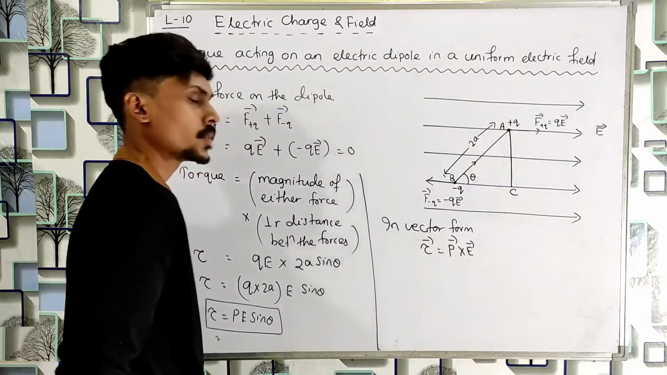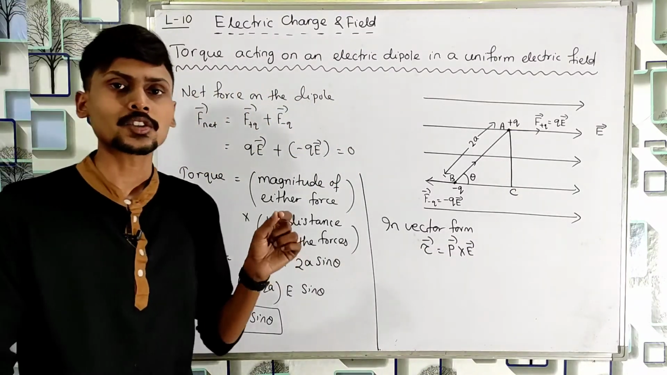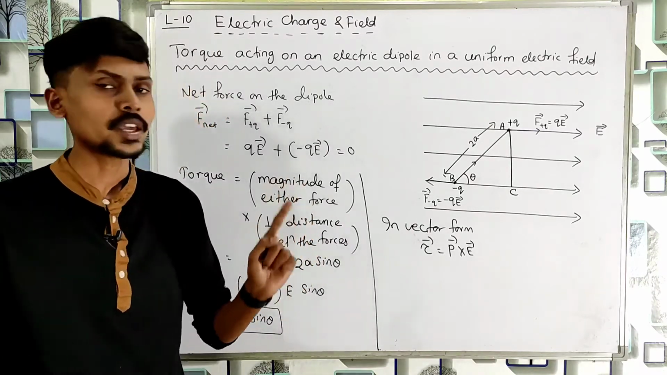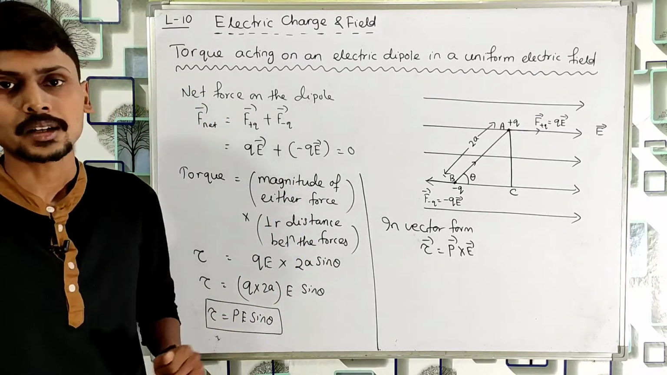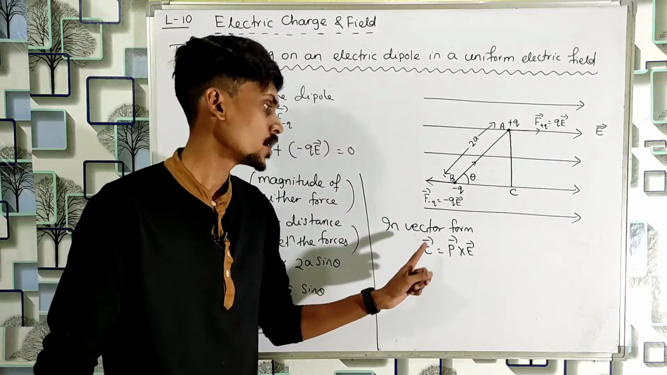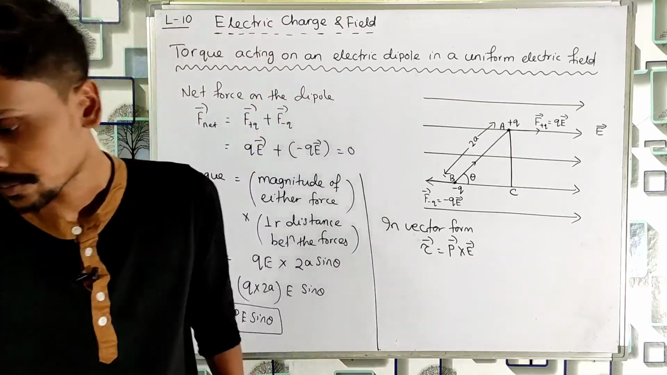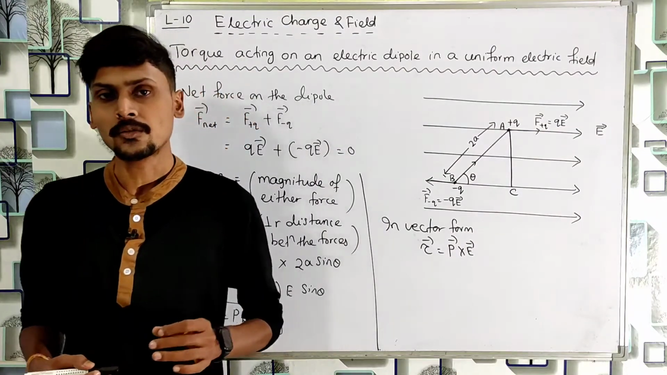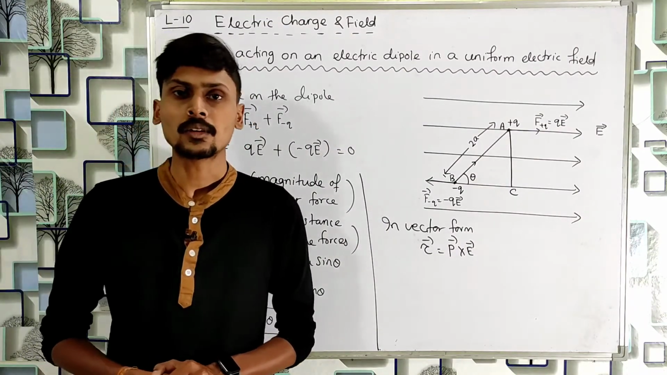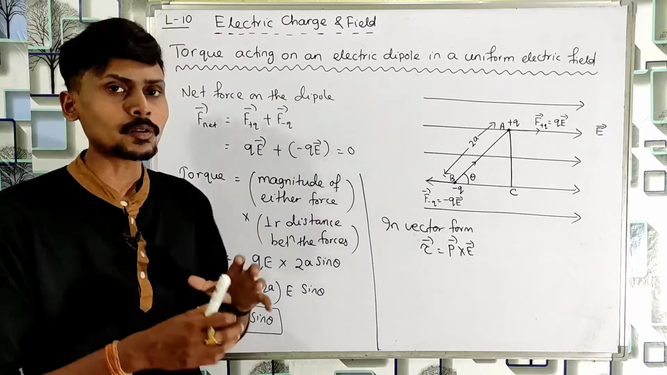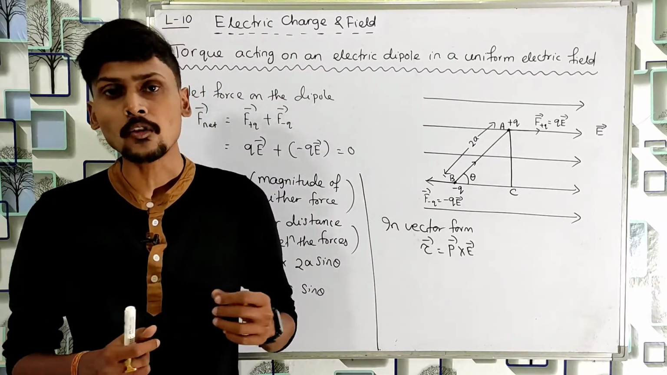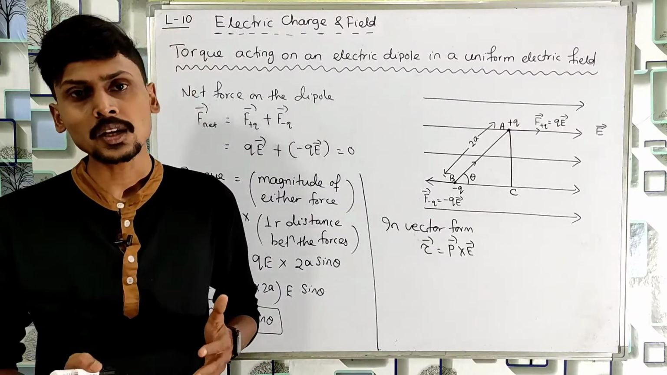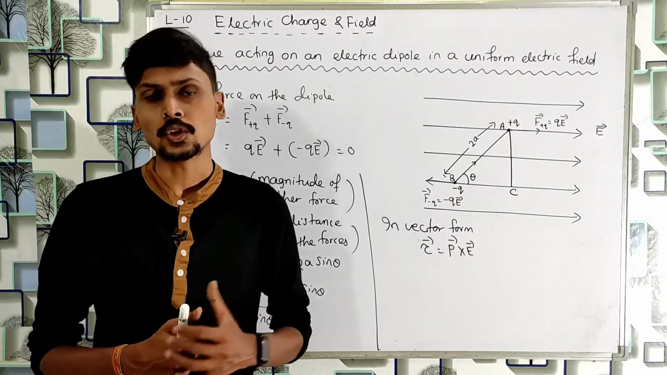In class 11, we have studied that A cross B is equal to AB sin theta. So P cross E will be PE sin theta. So tau vector is equal to P vector cross E vector. Means the torque is equal to the cross product of dipole moment and electric field. Now the question is how to find the direction of tau vector, or the direction of torque, by using the right hand screw rule.